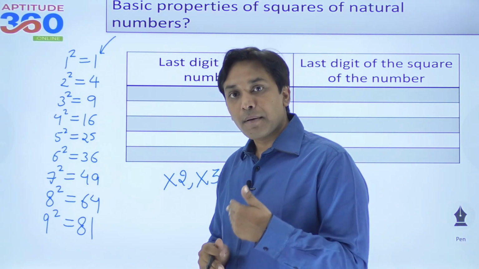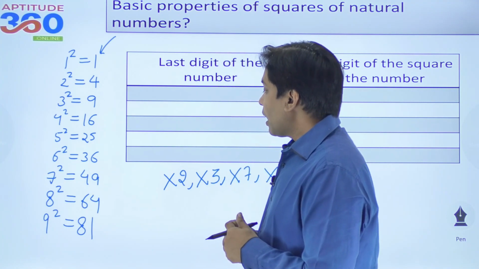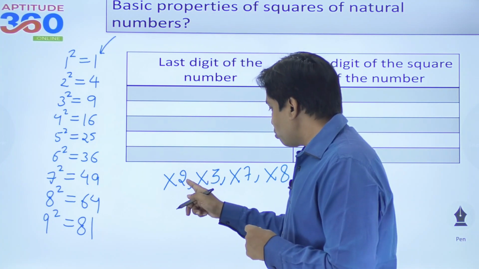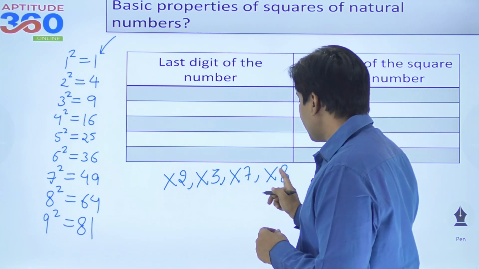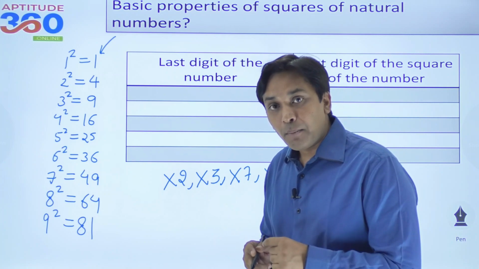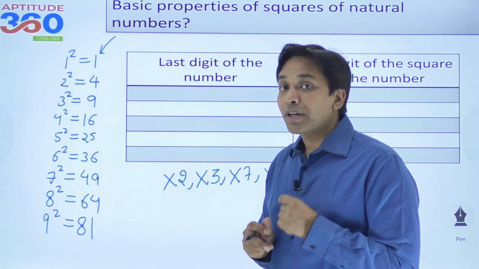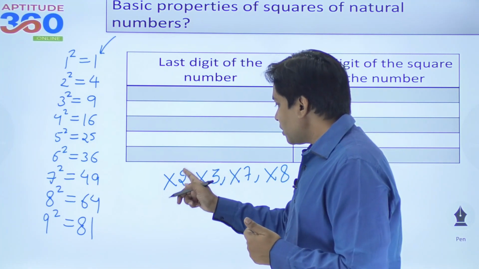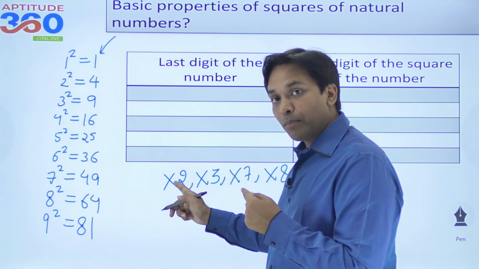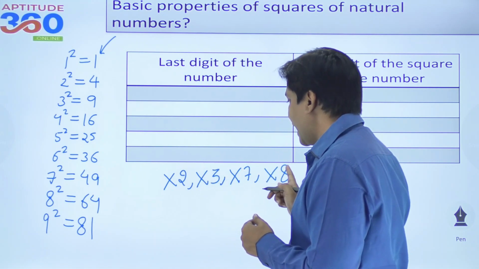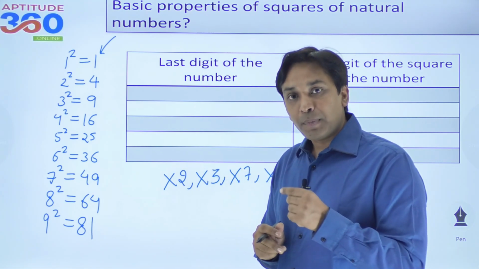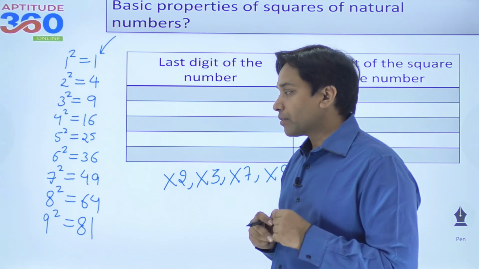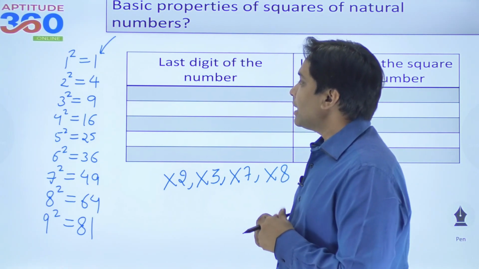Why am I saying this? Because if any number ends with 2 or 3 or 7 or 8, that number for sure will not be a perfect square number. What did I say? Let me say this again. If any number ends with, or any number where 2, 3, 7, 8 is at the unit place, they cannot be a perfect square number.